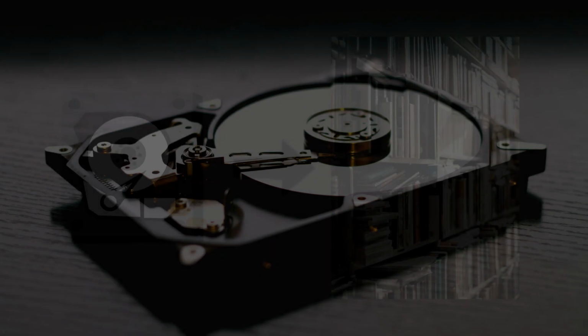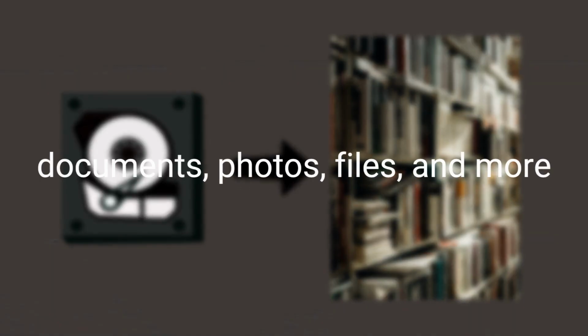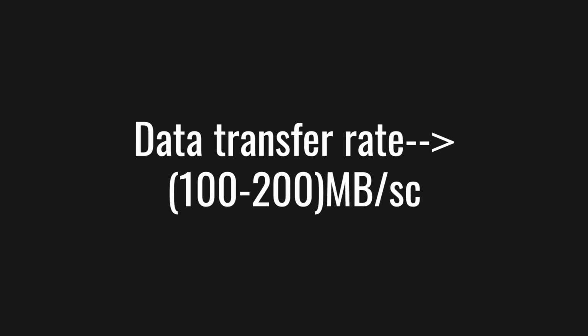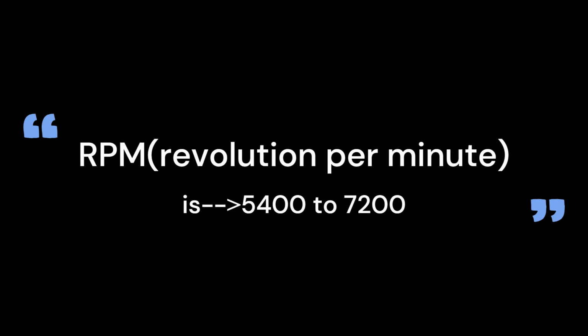Your hard disk is like a giant library, storing documents, photos, files, and more. Normally, the average data transfer rate of a hard disk is between 100 megabytes per second and 200 megabytes per second. Today, the normal RPM of a hard disk for both laptop and desktop PCs is about 5,400 and 7,200 RPM.